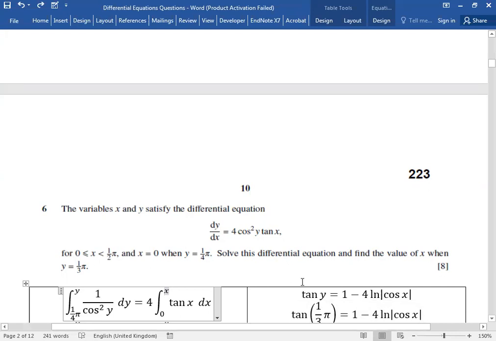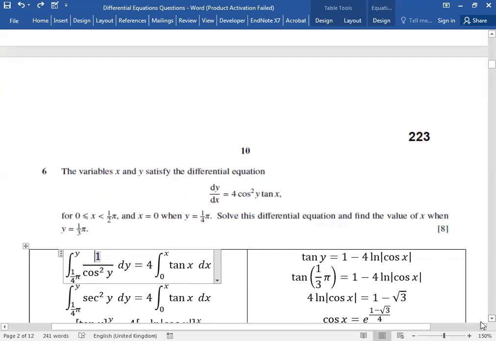Yes class, how do I integrate 1 over cos square y? We have just done integration. Anyone? Sec square y से. Very good. Shabash. We'll convert it into sec square y because we know that sec square y is the derivative of tan. Hence, its integral will be tan y. And how do I integrate tan x?